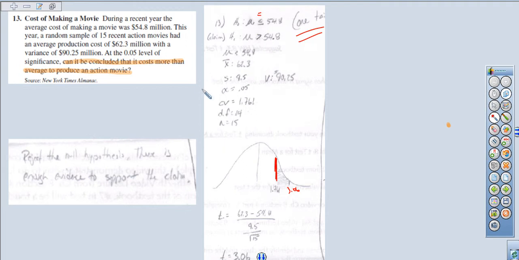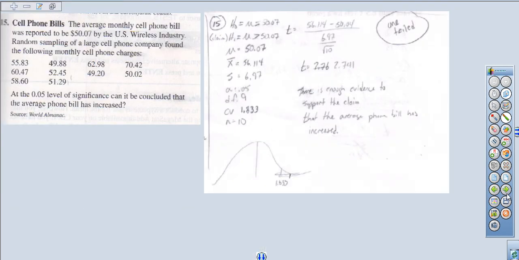In this case, once again, we're outside that critical area. We're not in the happy area. Remember, our happy area is here. We're outside of that happy area, so that means our null hypothesis does not hold. We reject that null hypothesis, and there is evidence to support our claim. There is evidence to support that the average is greater than 54.8.